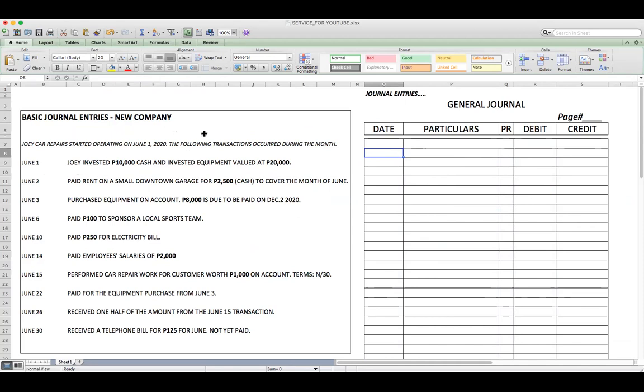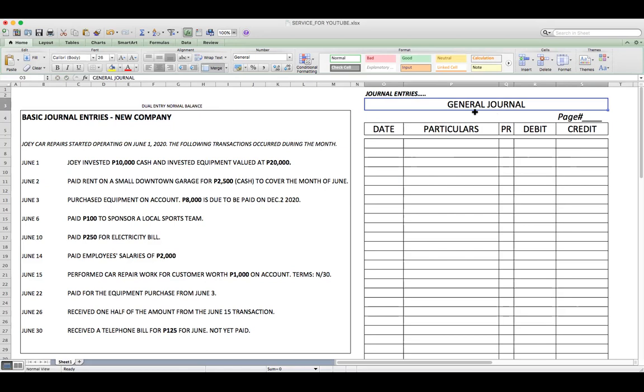Using the two concepts na sinasabi natin. Una, yung pag-unawa sa debit and credit o tinatawag na dual entry, at yung tinatawag na normal balance. Kasi kailangan makabisado nyo yang dalawang konsepto na yan para mas madali nyong maintindihan kung paano mag-debit and credit or mag-journal sa tinatawag na general journal natin.